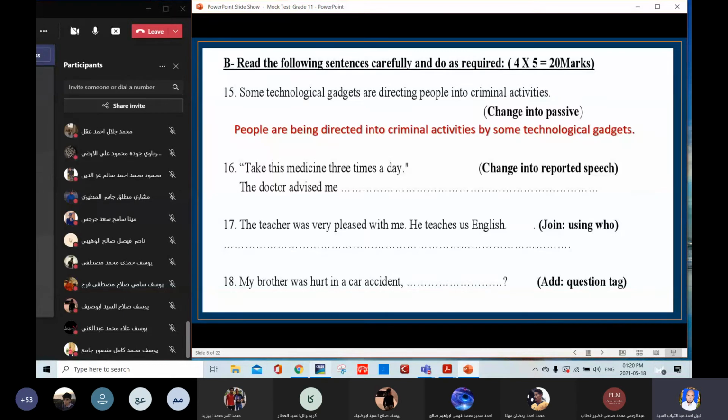Teacher, you called me? Do you want to answer? Yusuf Sam, do you want to answer? Go on. Yes. Take this medicine 3 times a day. Change into reported speech. The doctor advised me to take that medicine 3 times a day.